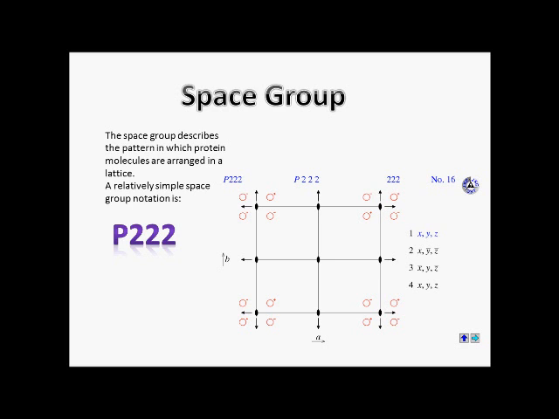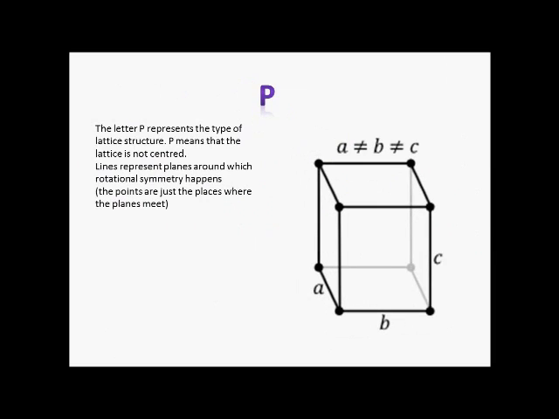This example is P222, which is a good one because from whatever side you look at it, it always looks the same. On the diagram, the lines indicate axes of symmetry, and these are axes of rotational symmetry, so instead of planes, they're lines. And the little red circles indicate the positions of protein molecules in that lattice. So now we're going to break this space group down into the letters and numbers that describe it.